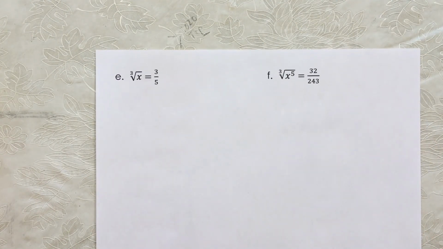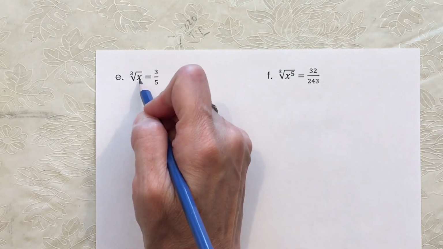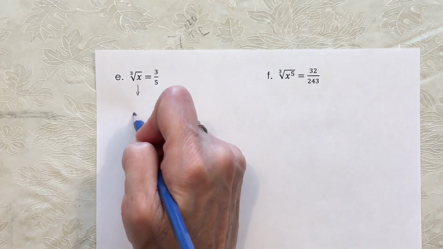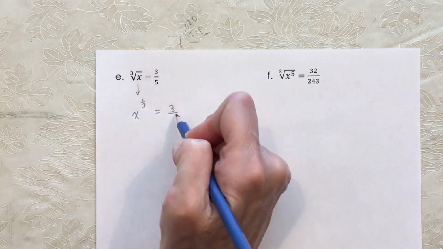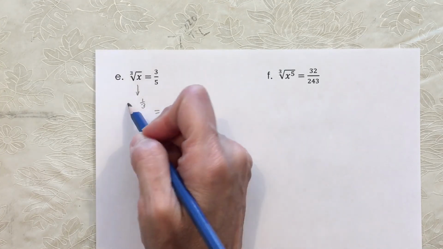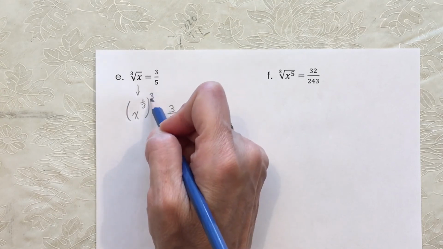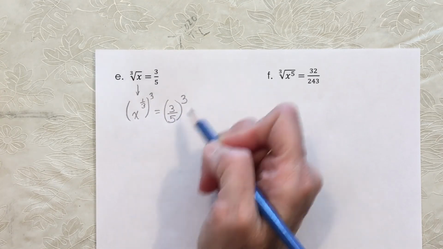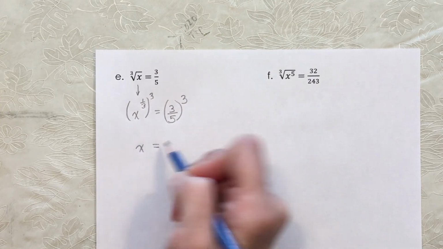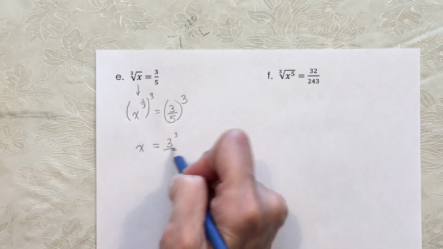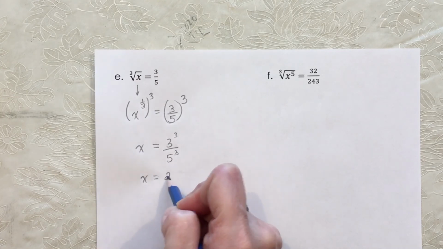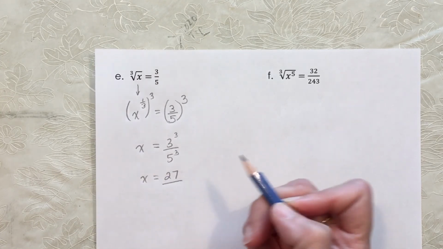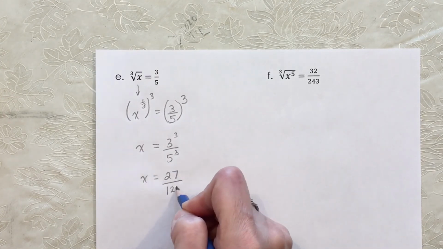The third root of x is equal to 3/5. So I can rewrite third root of x as x to the 1/3. To get x by itself, I would want to put both sides to the power of 3. So I'd get x equals 3 to the 3rd over 5 to the 3rd, which is 27 over 125.